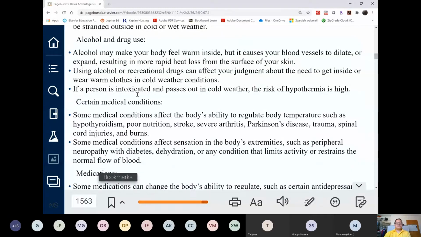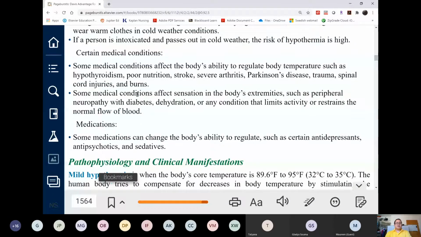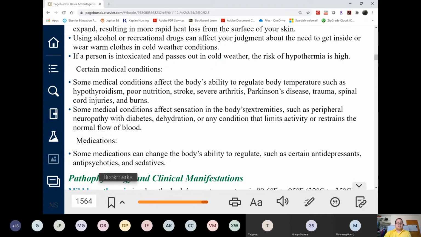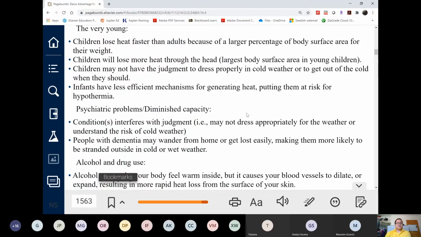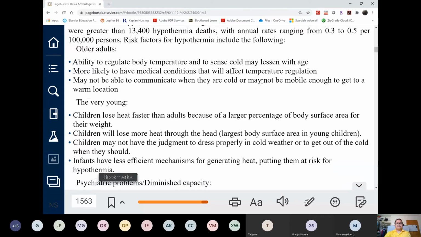certain medical conditions that affect either your sensation, your sensory ability, or metabolic conditions like thyroid problems, for instance, or poor nutrition, or poor nutrition doesn't only mean you're malnourished or underweight, but also obesity. Others like stroke, for instance, so anything that will impair sensory motor function. Okay, so these are all your risk factors for hypothermia. And since they're listed under hypothermia, then it'll be also vice versa. So this will be the same risk factors also for hyperthermia.